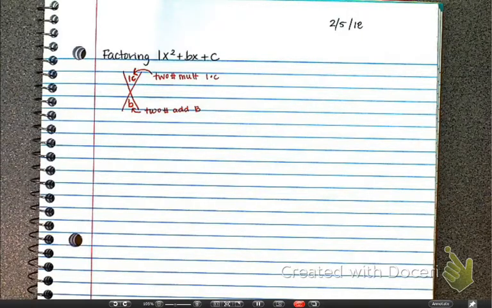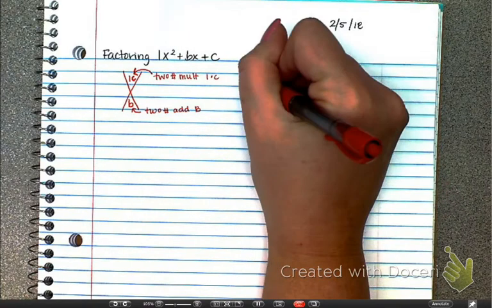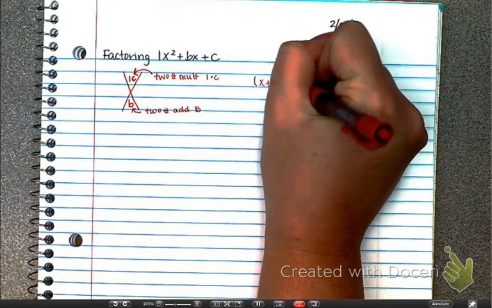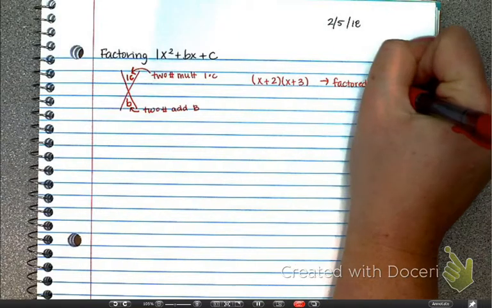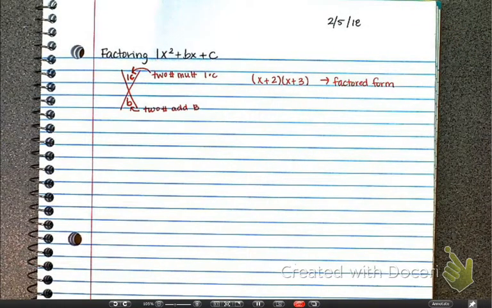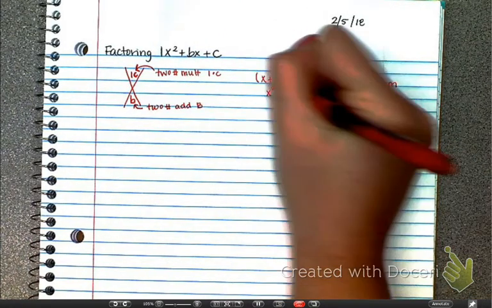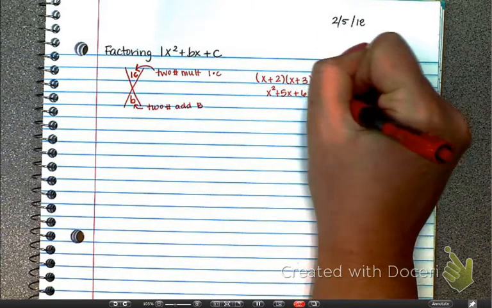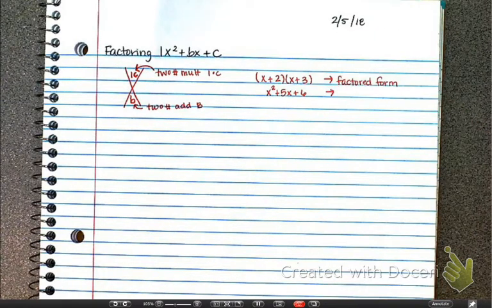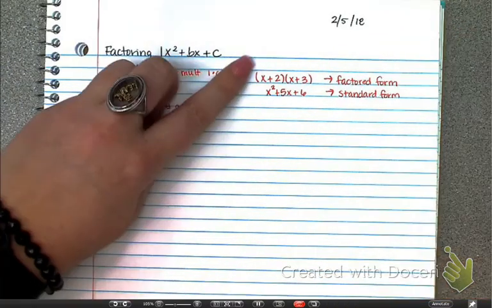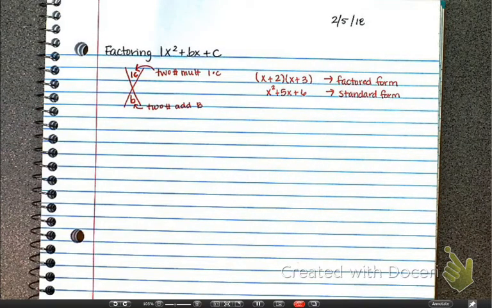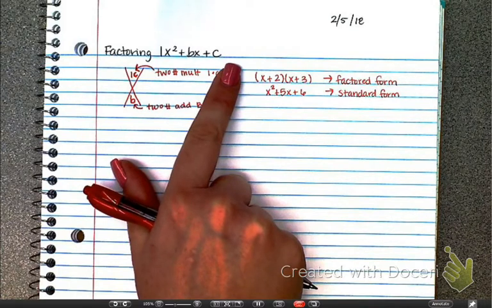And remember I talked about factoring going backwards. So we started with something like x plus 2 times x plus 3. This is known as factored form. Okay, that's my factored form. Now, over the last month, we foiled or boxed that. And when we foiled or boxed, we got x squared plus 5x plus 6. What form is that? Standard form. So over the last month, we've gone from factored form to standard form. Now we're going to go from standard form to factored form. So we're working backwards. Okay.